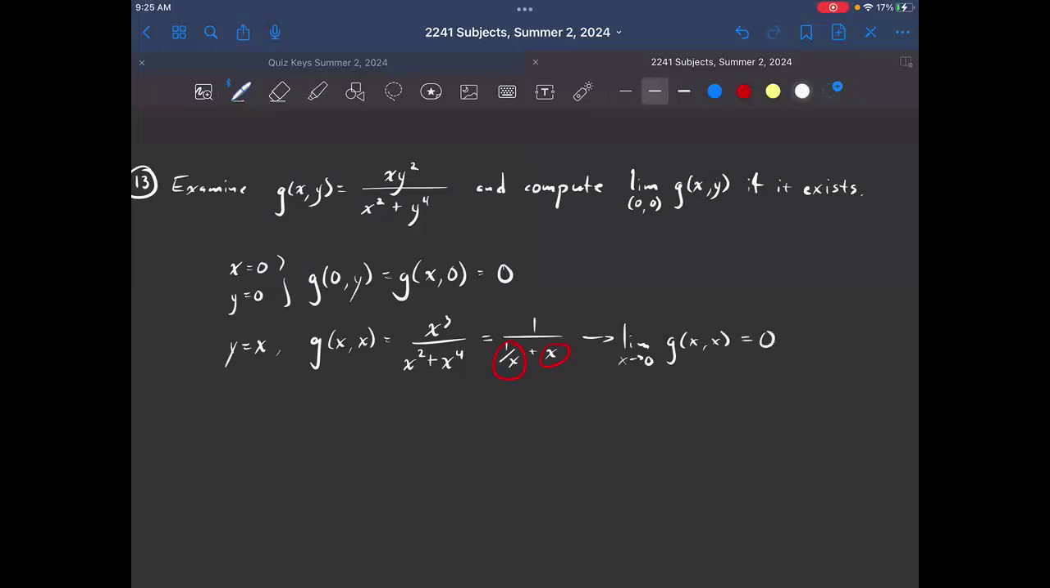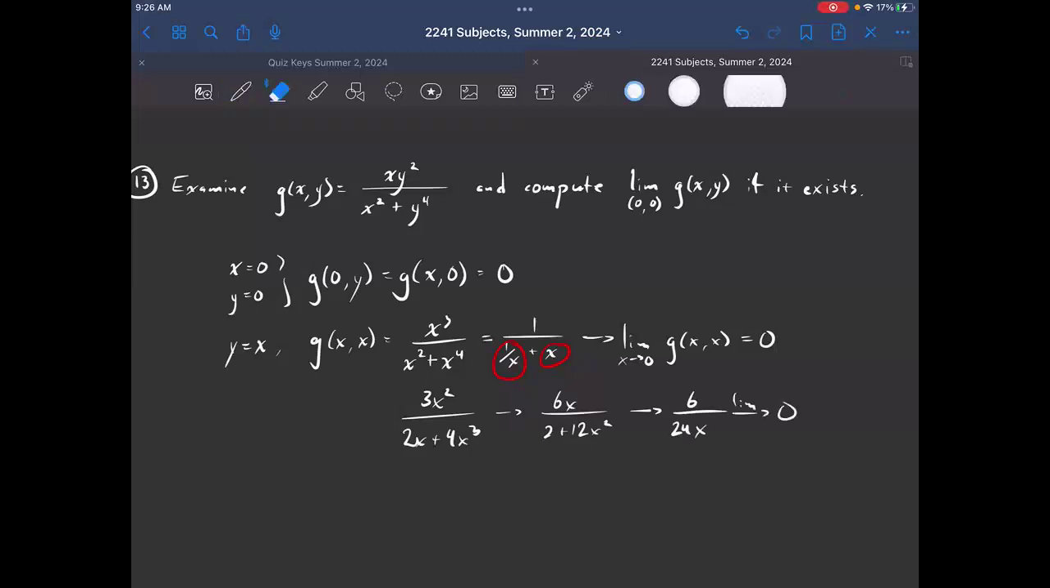Okay. If you wanted to, you could use L'Hopital's rule too. And that would give you, what, 3x squared over 2x plus 4x cubed, and then do it again, and you get 6x over 2 plus 12 x squared, and finally 6 over 4x, and this limits to 0. So that also gives you 0.